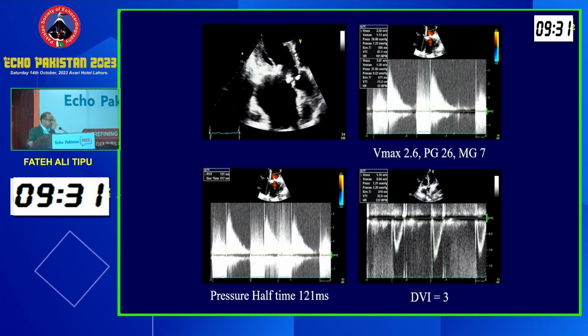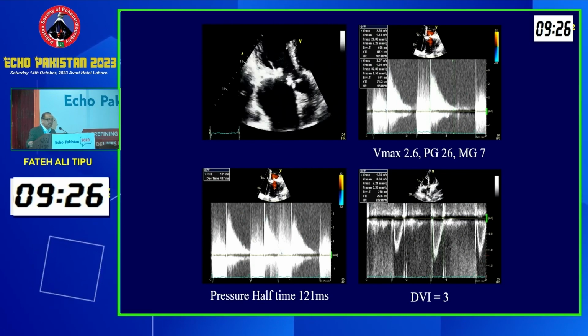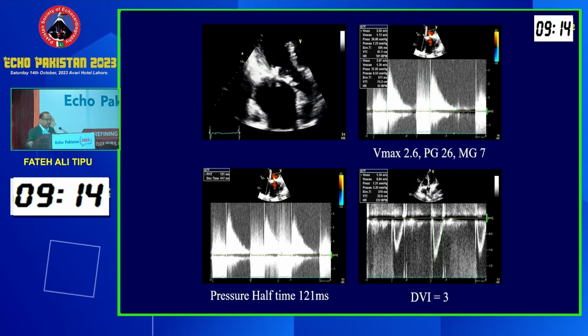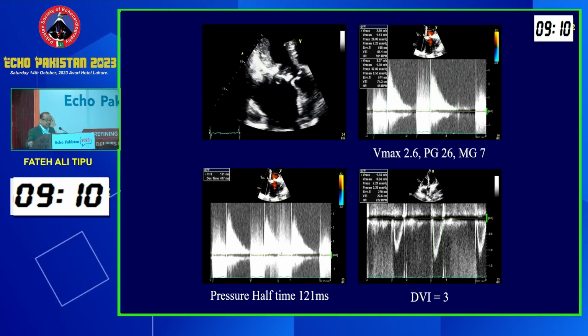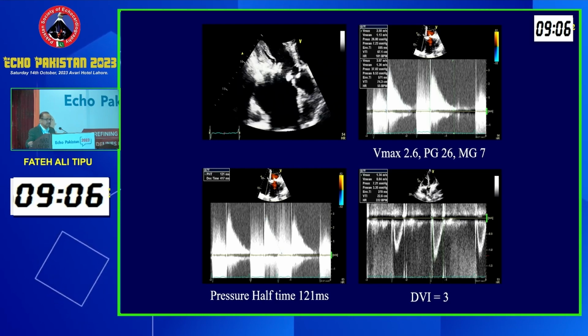Starting with the 2D examination, if you focus on the 2D, you can see that the leaflet is clearly abnormal. The mobility of the leaflet is clearly abnormal. This is maybe a flail leaflet. Then you see the Vmax is 2.6, the mean gradient is 7, but the pressure half time is 121, so it's less than 130. And the DVI is 3. So it's likely mitral regurgitation as the abnormality.